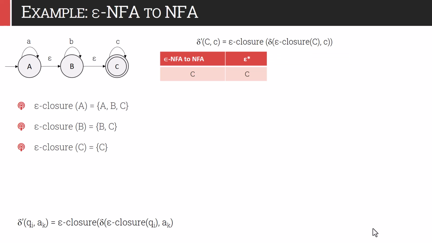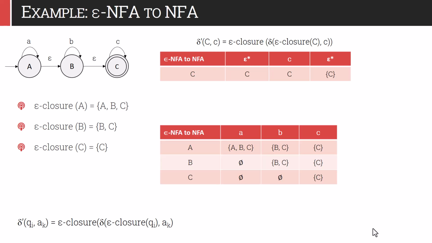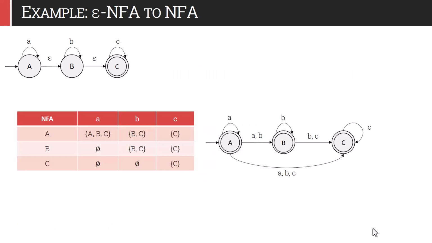Then we have to compute it for input c. The delta function for C would be C, because there is a transition from state C on input c, which remains on state C, and the epsilon closure of state C is just C. So this is the complete transition table. We have computed delta dash transition function for all three states. And now we will stop, and for this particular transition table we will derive the NFA.